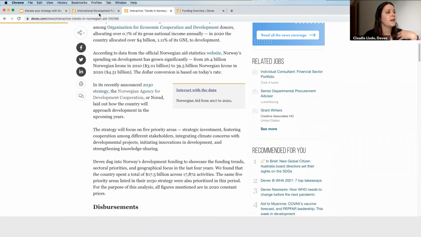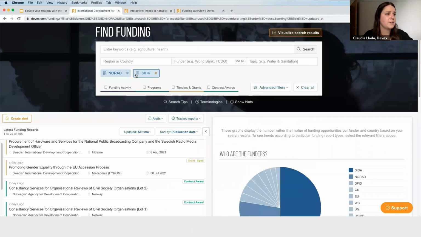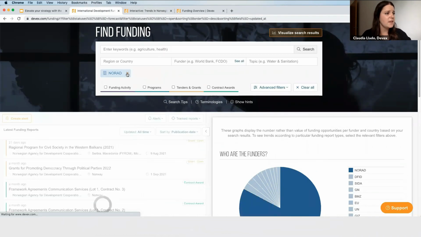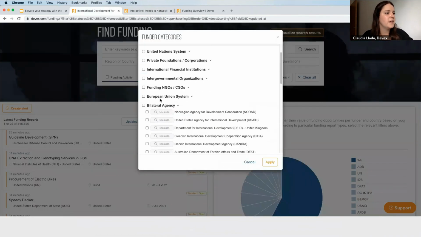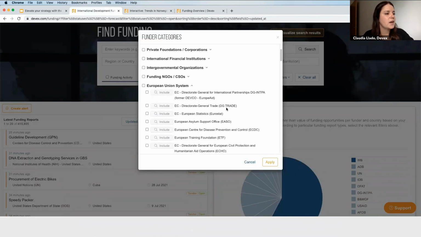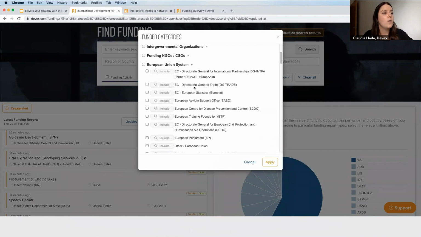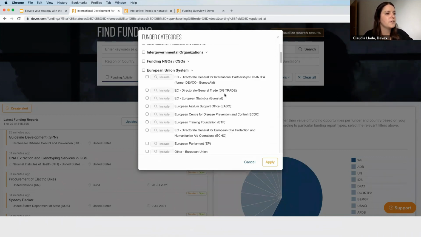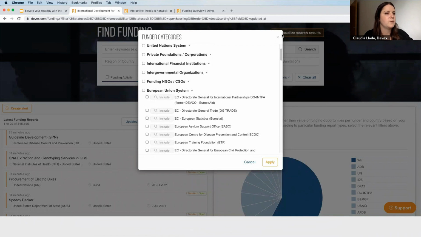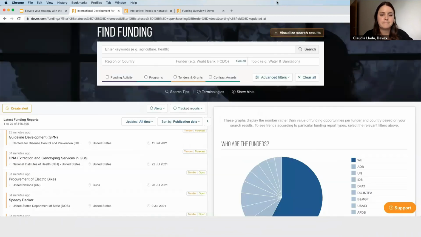So when looking at it through the Devex funding platform, again, if we go on to funder here, you'll be able to see the EU system. You can either select the whole system or prioritize certain instruments. So for example, you've got former DEVCO, now called DG INTPA, you've got ECHO and others. So it's important to know that change of name as well if you're searching for funding.